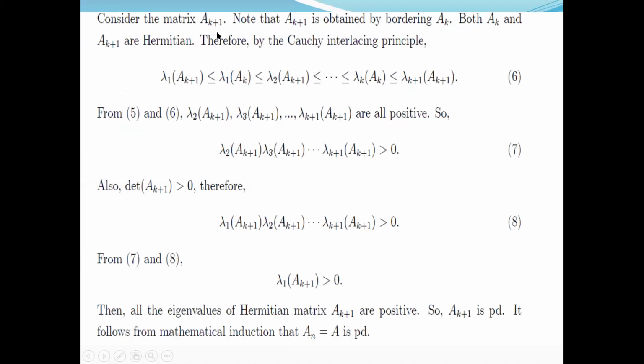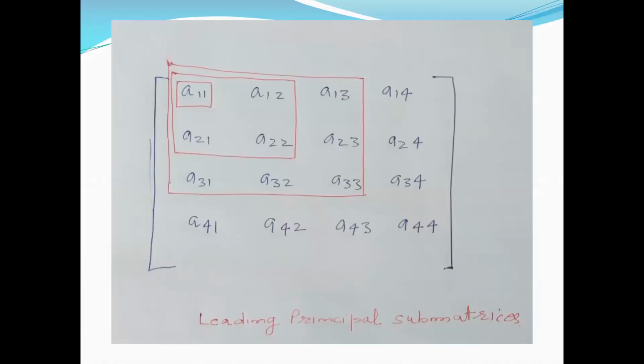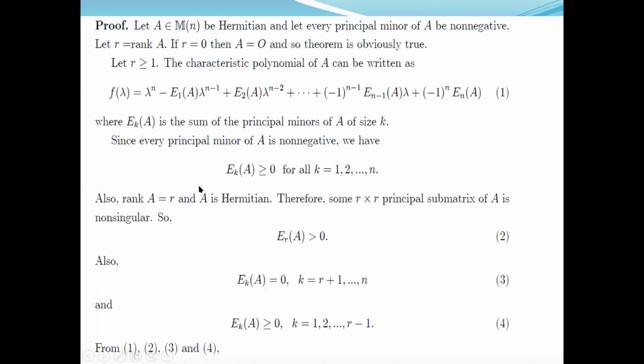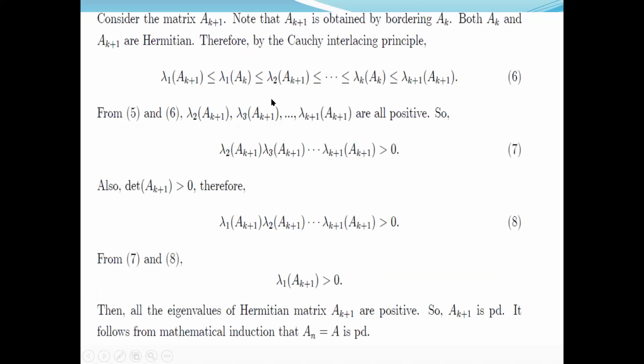Now consider this matrix A(k+1). A(k+1) is obtained from AK by bordering it. So we can use the Cauchy interlacing principle. This is clear how we obtain this by bordering this. Suppose this is a 2 by 2 matrix. The next leading principal submatrix is obtained by putting values on the border of this. So this is this matrix. So we can use the Cauchy interlacing theorem.